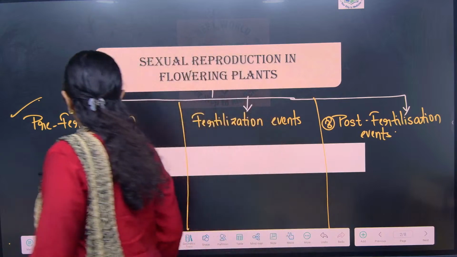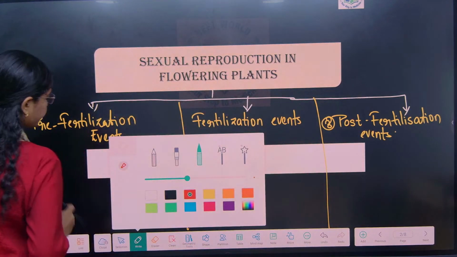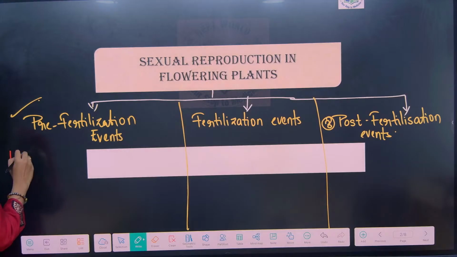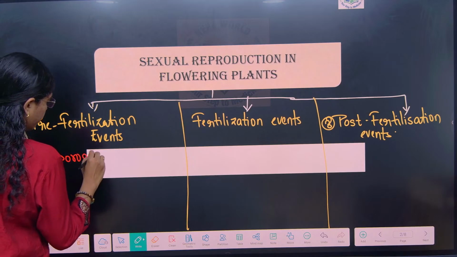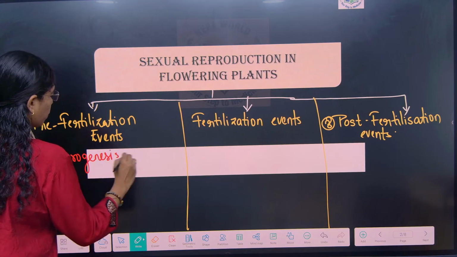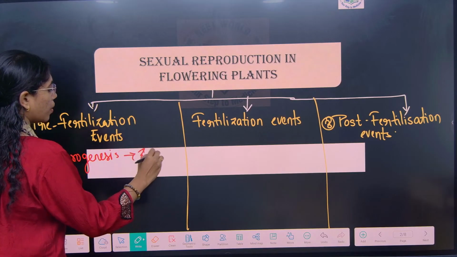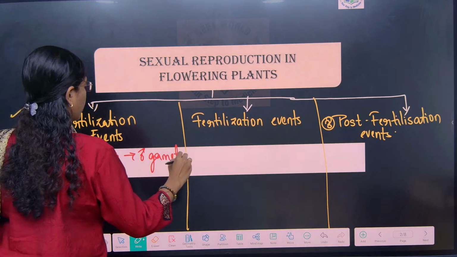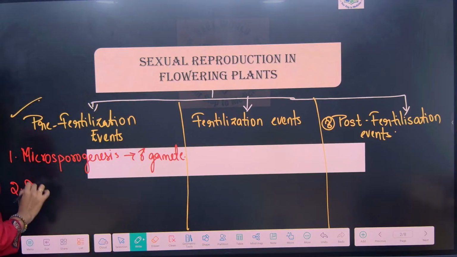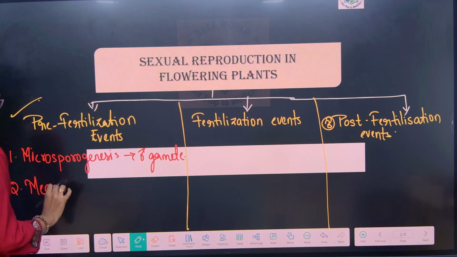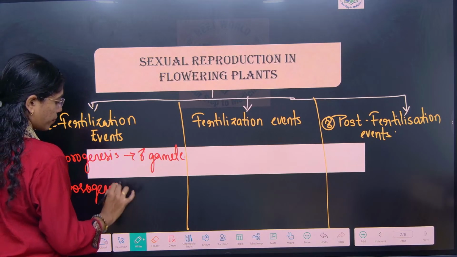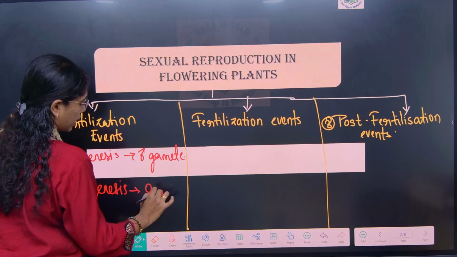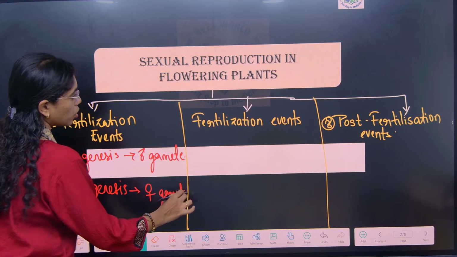What you will be learning here first will be microsporogenesis, formation of a male gamete, and second is megasporogenesis, formation of a female gamete. Complete processes you will be learning.